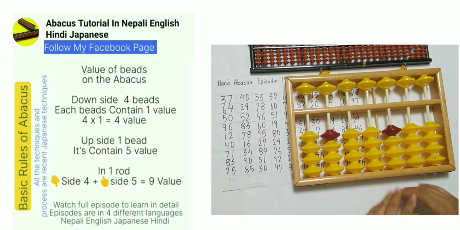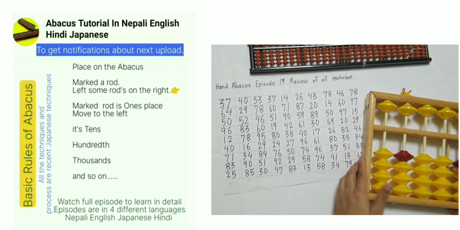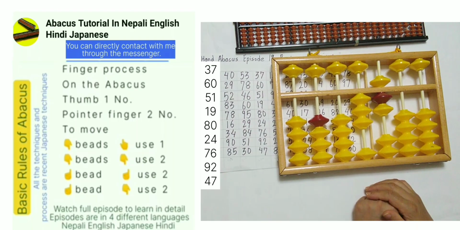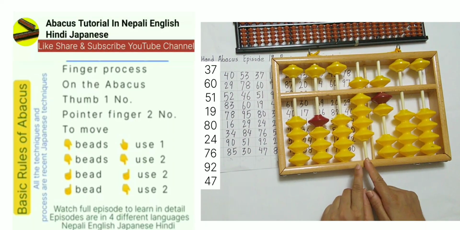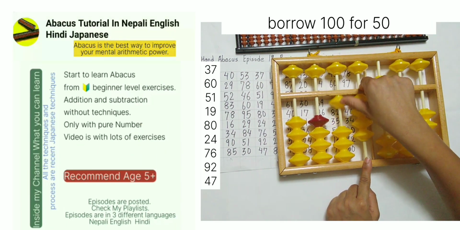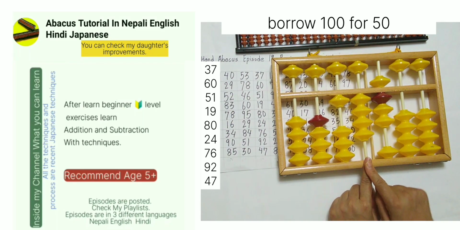Let's do one more, okay? Then the rest of these are exercises for you. Let's start. 3 and 7, 37. Next is 60. 6 and 0, 60. 5, 1. For 5 on 10th position, reduce this 5 and borrow this 1. And 1 is here. 1, 9, 19.